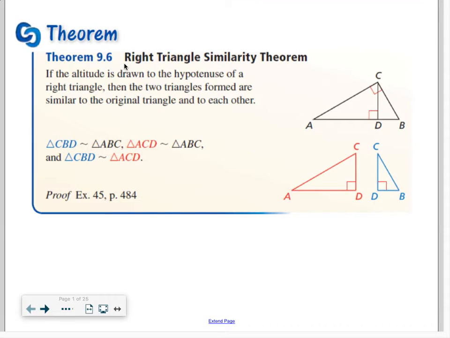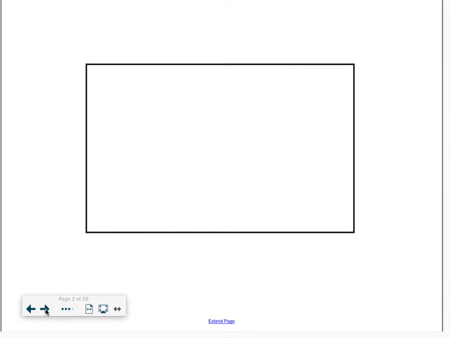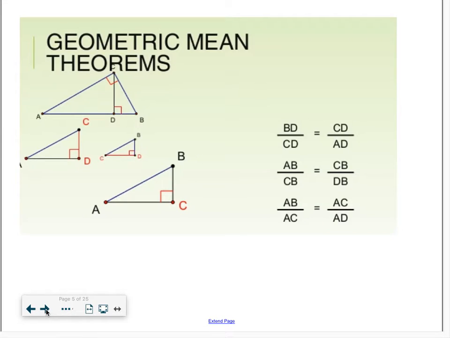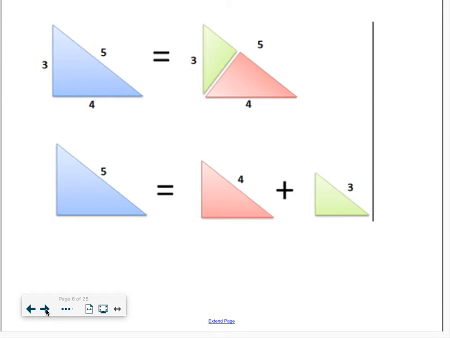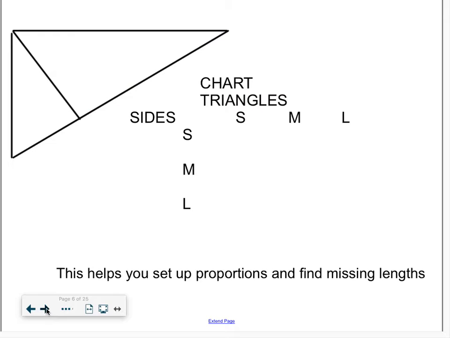Okay, hello class. We are working our way through chapter 9.3. I'm going to go through these rather quickly. We have already talked about the right triangle similarity theorem. That was when we cut apart the index cards and we talked about how we get the three similar triangles. So, a couple pictures of that.